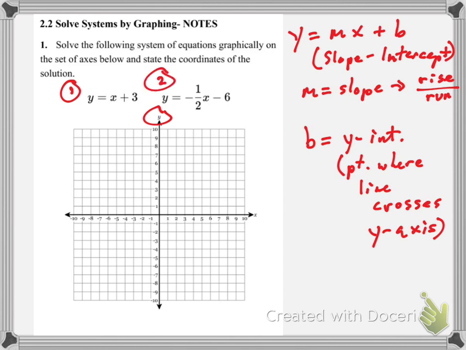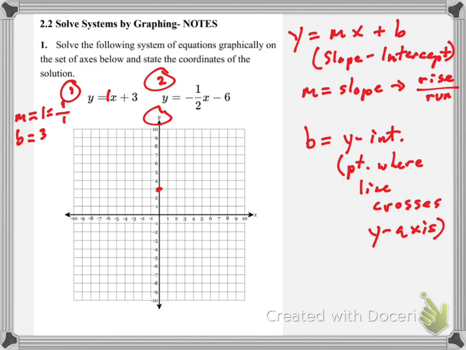The first one, y equals x plus 3. So there's no number in front of x, so we say that's a 1. So the slope is 1, and the y-intercept is positive 3. So the first thing you do is you plot the y-intercept first. So you go to 3. There you go.